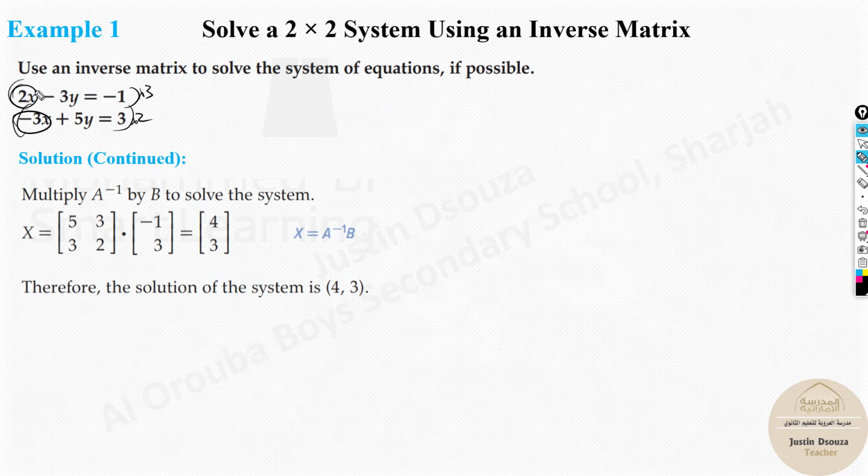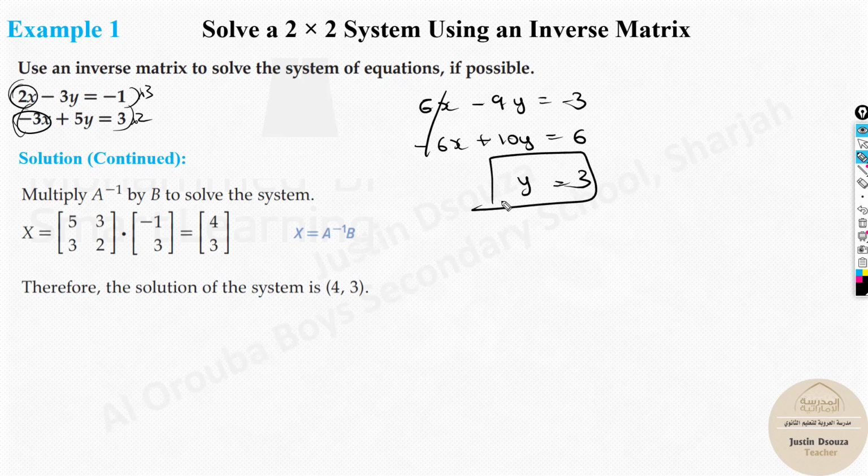I'll show you now. We are multiplying by 3 throughout over here. It will be 6x minus 9y equals negative 3. And what about this? It will be minus 6x plus 10y equals 6. Now you can cancel this off and solve it over here. It'll be y equals 3. So y is equal to 3.